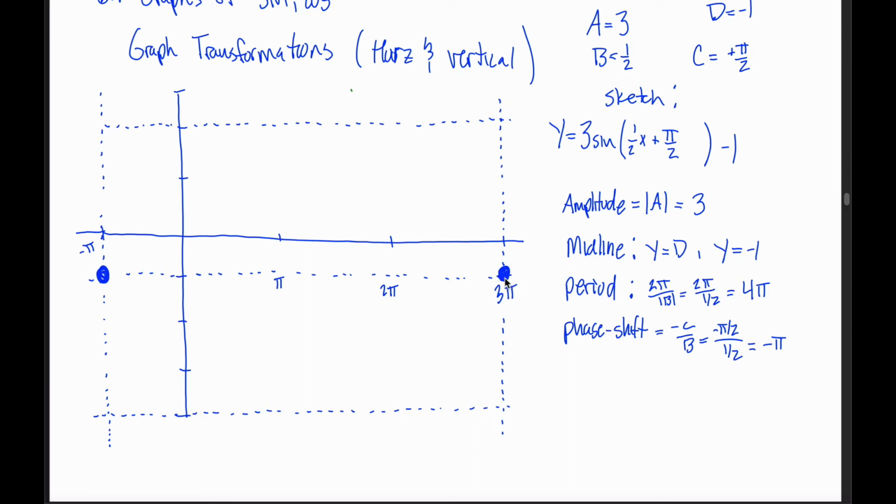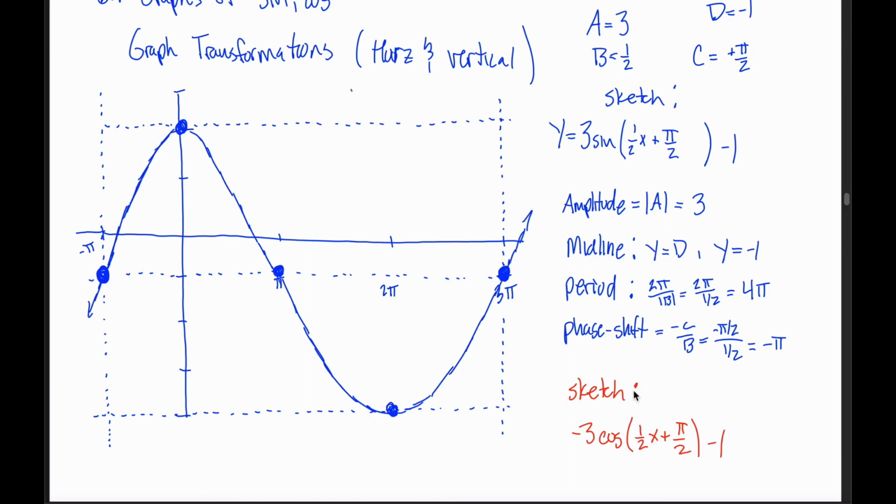And one other thing I might remember about my sine graph is it goes up and then gets back to the midline when it's halfway through. So halfway between negative pi and 3 pi is here at 1 pi. I have 3 points on the midline. Between the first 2 points, I want to achieve a maximum, so up here at this dotted line. And between the second 2 points on the midline, I want to achieve a minimum, so I get my dot down here. Connect these dots and you have the graph of 3 times the sine of 1/2 x plus pi over 2 minus 1. To test if that made sense, let's do another one.